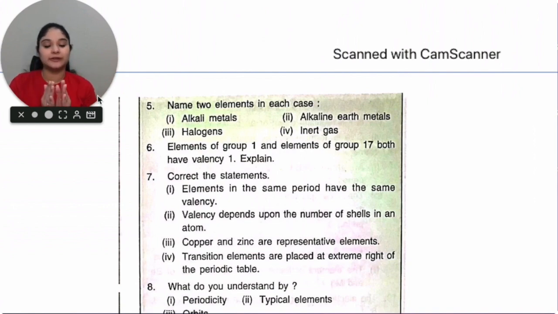So this helps us understand whether we are talking about group 1 or group 17, both valencies are 1. Okay? For group 1, they are donating one electron. For group 17, they are accepting one electron. So that is why both group 1 and 17 will have the same valency. Okay? Let's move on to the next question.